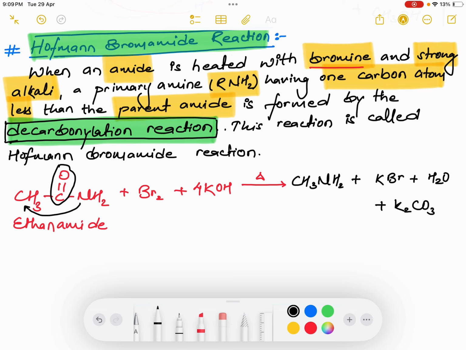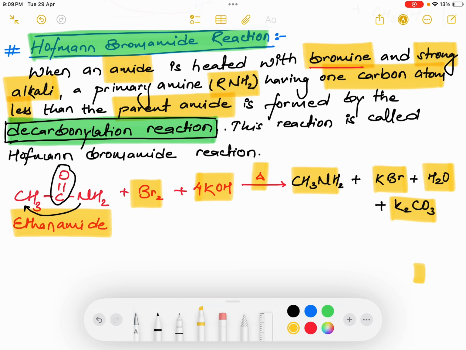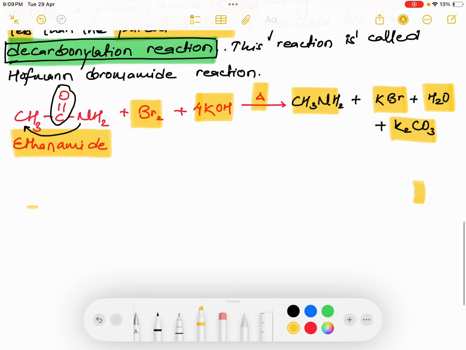Okay, every time your byproduct will be the same, that is KBr, H2O and K2CO3, along with the liberation of alkanamine. So the alkanamine will depend on what type of amide you use. Okay, and you need to treat it with bromine and strong alkali. Okay, and you need to heat it. So this reaction is known as Hofmann bromamide reaction, or we also call it decarbonylation reaction.